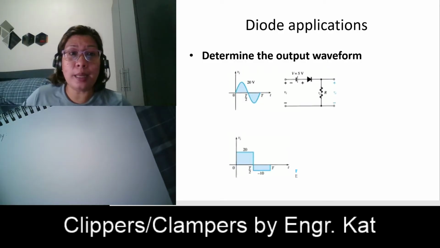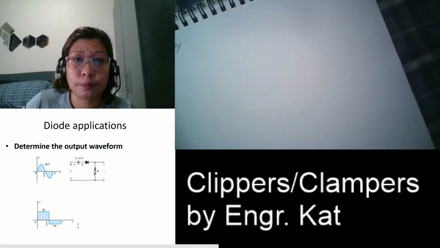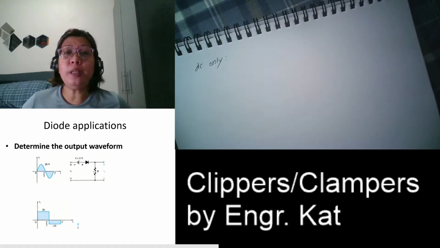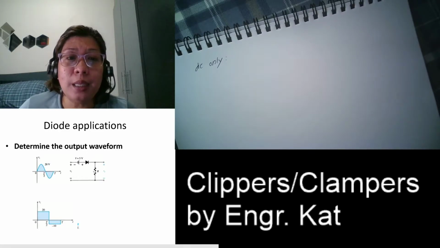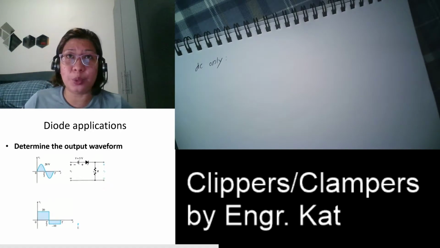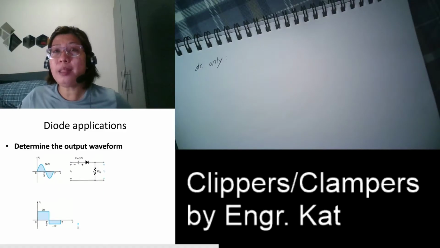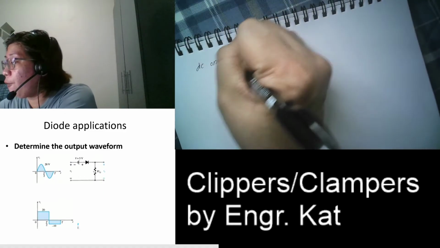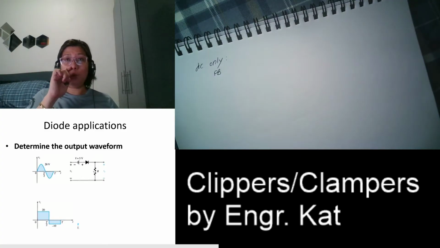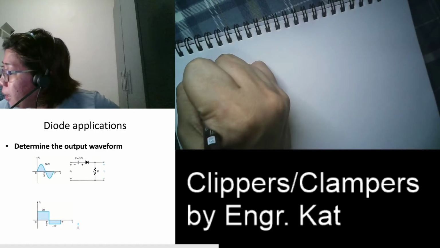If you're going to analyze DC only, what do you have? You can see that your 5 volts here is connected across your anode. See? Since 5 volts here is connected to this, that means your diode is forward biased. Okay? So how about AC only?